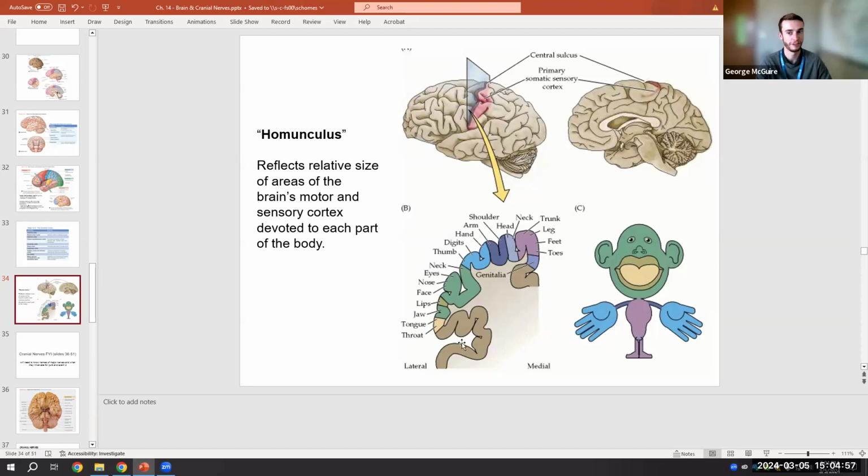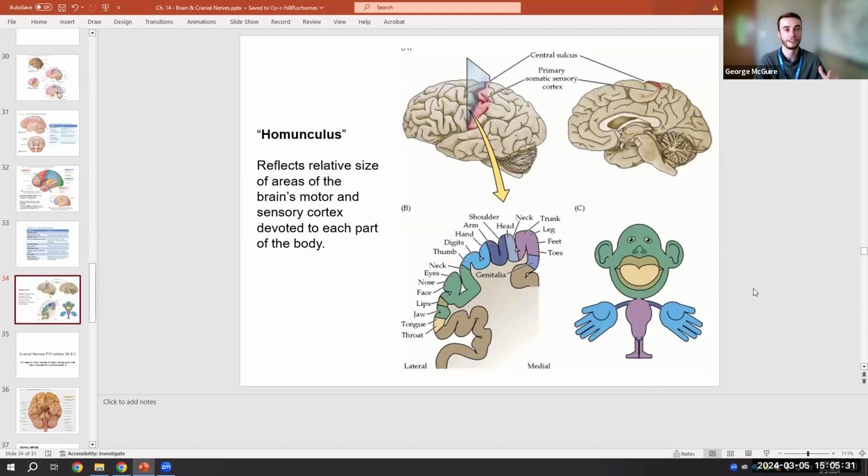You may also see a version of it like this that would have like the nose, hand, mouth, and stuff sticking out of it. That's another version of a homunculus. And this image was used as a reflection of the relative size, area, amount of neural tissue in the brain that is dedicated to sensation and motor control of different parts of the body. And so if our body size was relative to how much of our brain is being dedicated to each of these things, it would look like this guy.